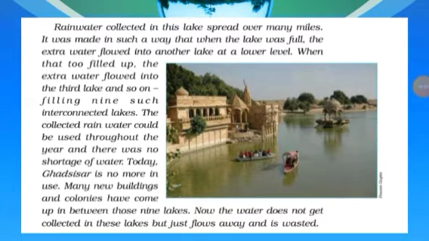Rainwater collected in this lake spread over many miles. It was made in such a way that when the lake was full, the extra water flowed into another lake at a lower level. When that too filled up, the extra water flowed into the third lake, and so on, filling up 9 such interconnected lakes. The collected rainwater could be used throughout the year, and there was no shortage of water.